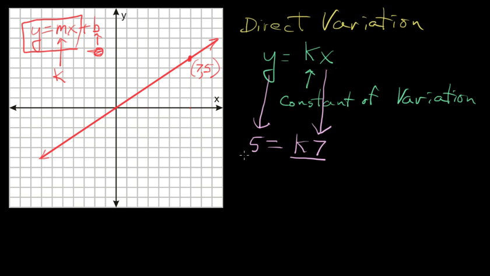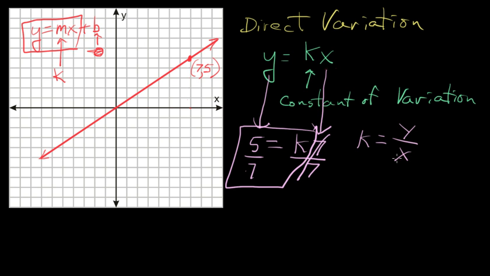Watch, this is going to blow your mind. Divide both sides by 7, and k is 5/7. Look, 5 is your y and 7 is your x, so k is real simple: it's y over x. How do you find slope, ladies and gentlemen? m is the change in y over the change in x, isn't it? How do you find the constant of variation?